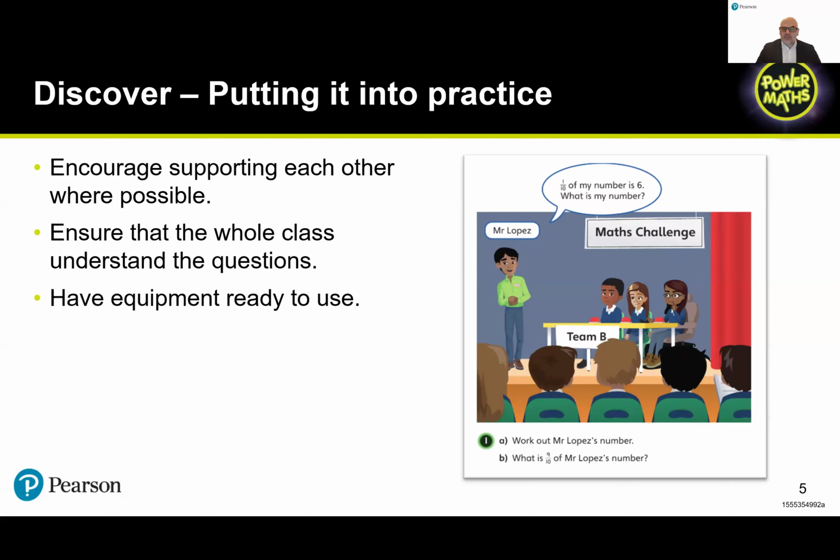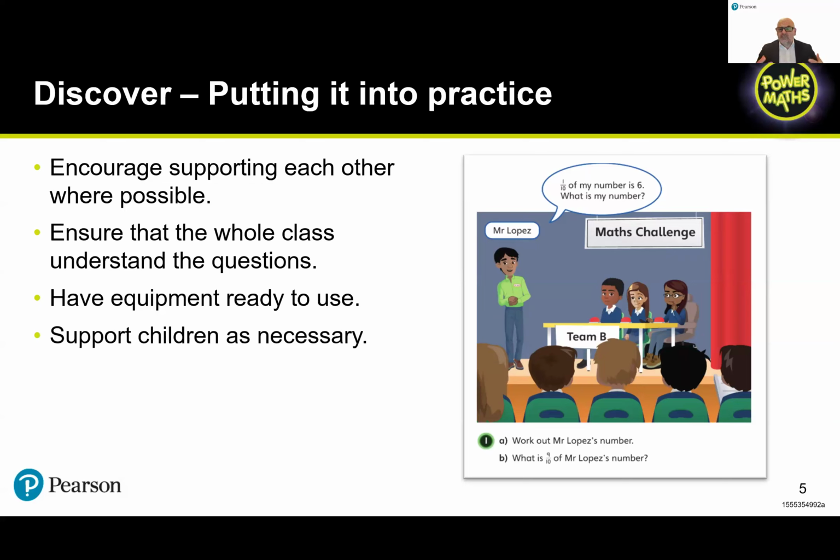Have equipment ready to use, again, where it works best in the classrooms where we're seeing it best. If we're using manipulatives, let's say we're making 32 out of base 10 equipment, rather than giving them lots of base 10 equipment, give them what they need, unless the task is to select 32 in base 10. But if they're using 32 in base 10, then I'd encourage you to just give them the equipment they need, which cuts down and makes it just a bit more efficient.